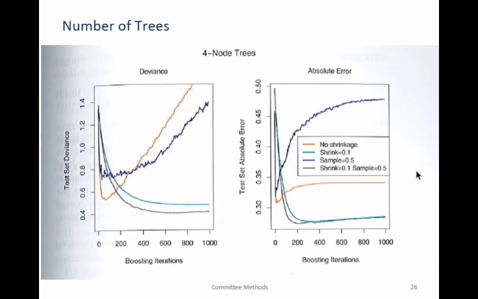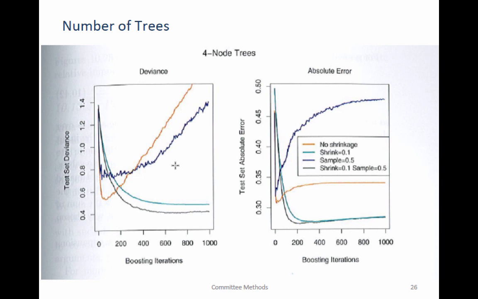Okay? And so your book, The Elements of Statistical Learning, goes into comparing these different flavors and no shrinkage. Here's deviance again. This is absolute error. This is a 4-node tree. But they also show in this particular case this gray line, which is subsampling. I just want to focus on the gray and blue lines here. So we already know that doing nothing could be an issue, especially with deviance.